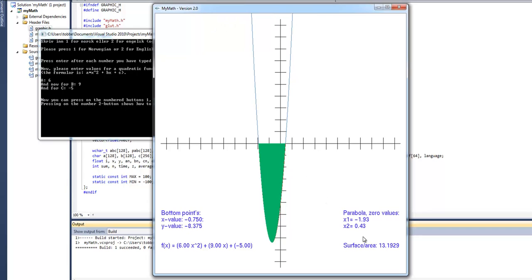Then we are going to calculate the zero values x1 and x2, as you can see here. And I always made it so that x1 is the lower one and x2 is the higher one of these two answers, or zero values. And it's not a parabola but a quadratic function, but anyway, never mind that.